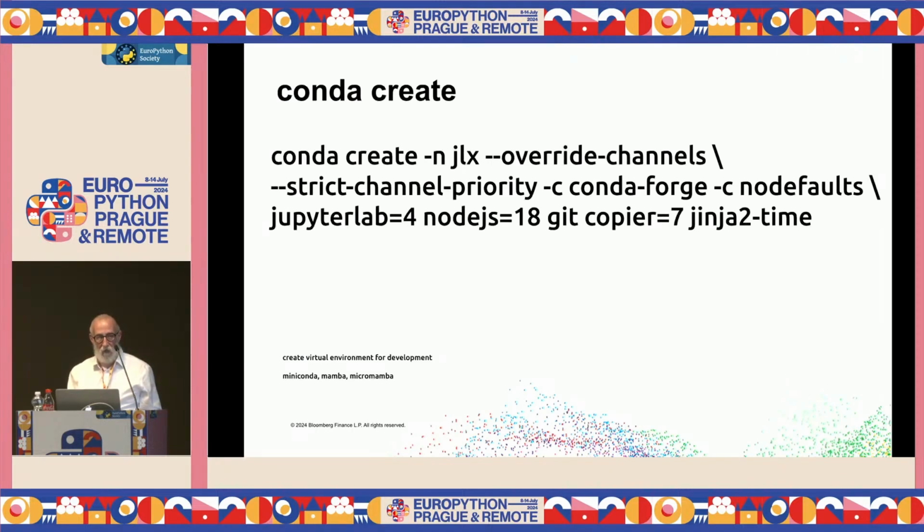So to start the tutorial, you want to create a virtual environment. I like using Miniconda. You can use Conda or Mamba or Micromamba, either of them works. So we're going to call conda create, and name our environment JLX. I chose the name for JupyterLab extension. We want to override channels and set strict channel priority. We're going to use channel conda-forge and set no defaults, so that if the code isn't found in conda-forge, it's not going to fall back to anything else. We're going to install JupyterLab 4, Node.js 18, Git, Copier 7, and jinja2-time, which is something that Copier needs.